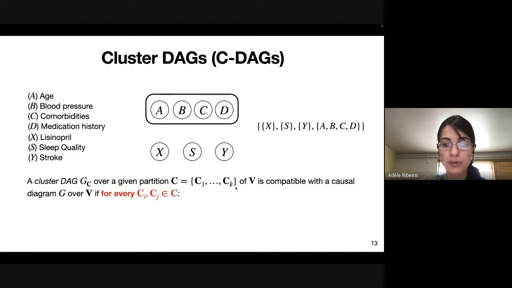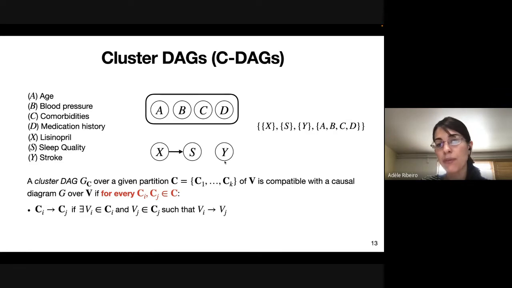In this way, I'm going to add an arrow from a cluster CI to a cluster CJ, if there exists some variable in CI and some variable in CJ where I believe that there is a causal relationship. So between the variables, we already know that X is pointing to S is pointing to Y. But now it's at the cluster level. I believe that some variables in the cluster are causing X. So I'm going to add this arrow from the cluster to X. The same, as I said, some variables in this cluster can be a cause of Y. So I'm going to add this arrow from the cluster to Y.